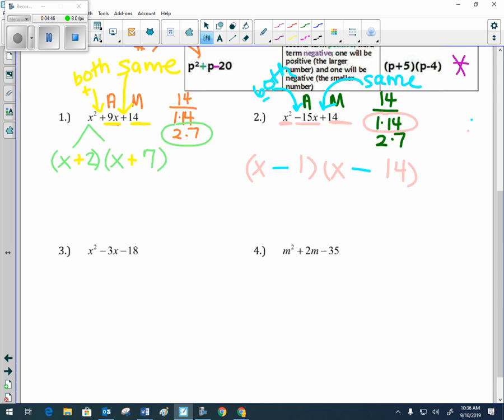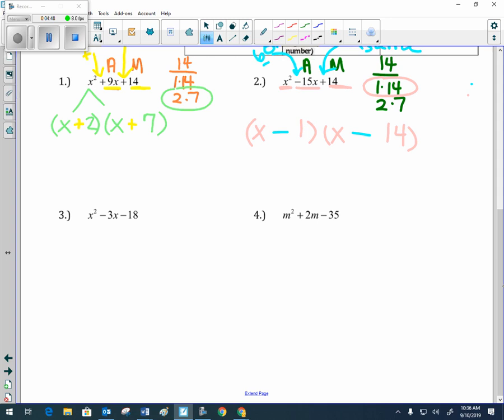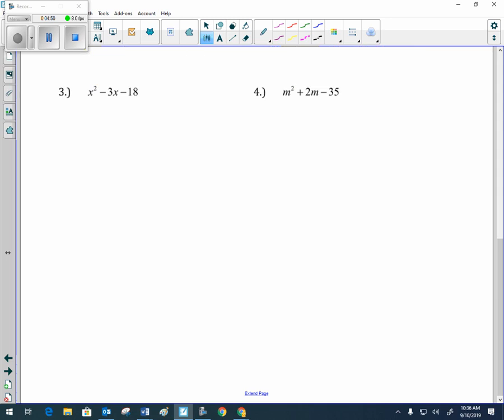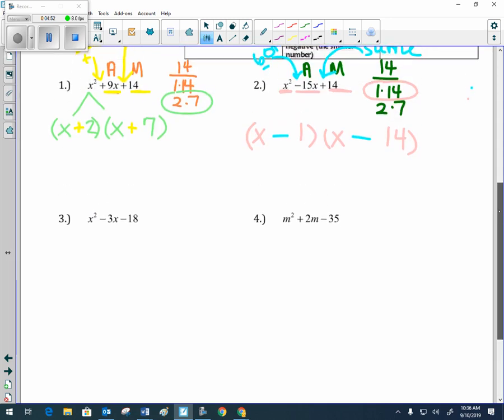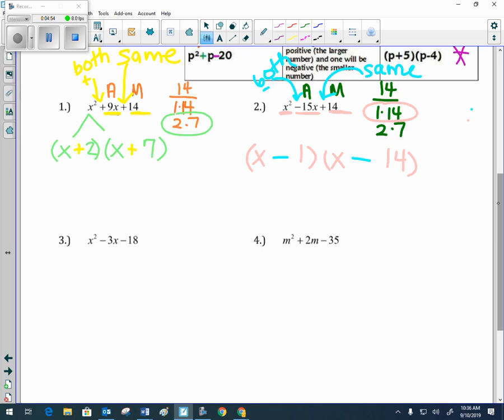When I go on to questions 3 and 4, I'm using the same process. In this case, though, one of the things that I do notice that is different is the fact that there's a minus sign on the last term, both of them, which means that my signs have to be different. So I'm going to have different signs in this case.